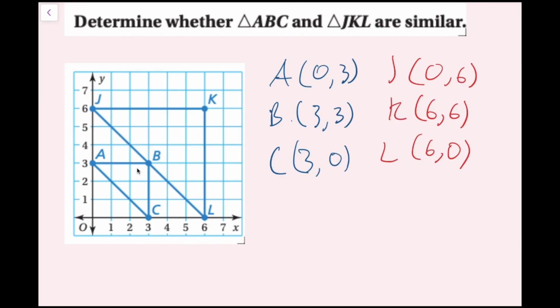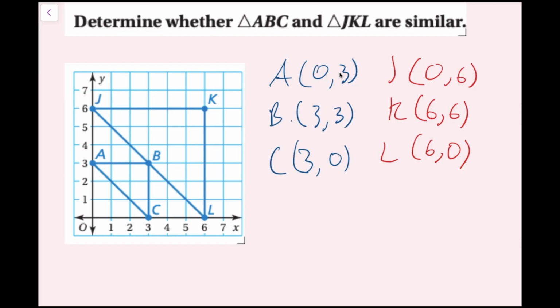Okay. Another way we can check this is to see if our side lengths are proportional. Okay, AB is 3 units, JK is 6 units, BC is 3 units, and KL is also 6 units. Okay, so that's the same ratio. Now, you haven't learned the Pythagorean theorem yet, but you will learn that this side length, all you have to do to get from this side length to this side length is multiply by 2 as well.